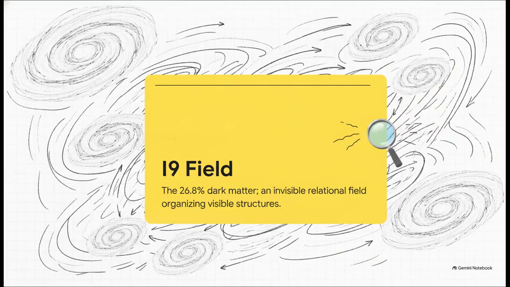So if D10 is the visible stuff, what exactly is shaping that visible matter? Well, that brings us to the second topological constant, I9. This is the framework's mapping for the 26.8% dark matter. It's defined as the hidden accumulation, and it acts as an entirely invisible relational field. Now, even though it is completely hidden from our view, its accumulated gravitational influence acts as the fundamental blueprint. It dictates exactly how those visible D10 galaxies are formed and organized. It's essentially the unseen puppet master pulling the strings of the visible universe.